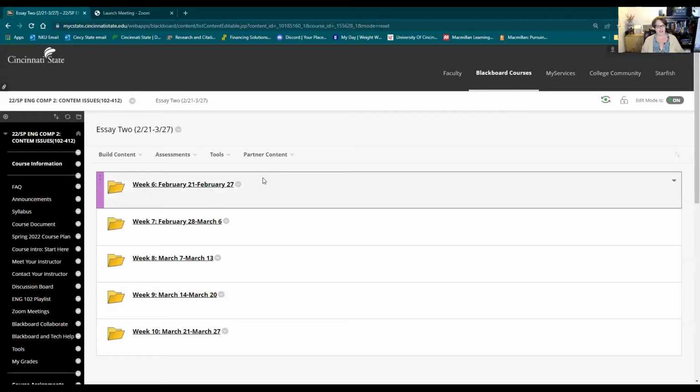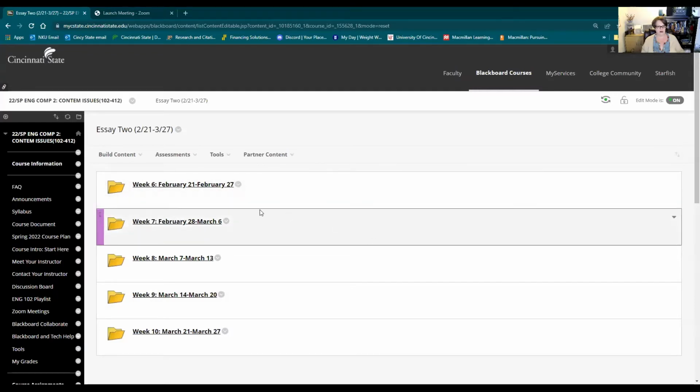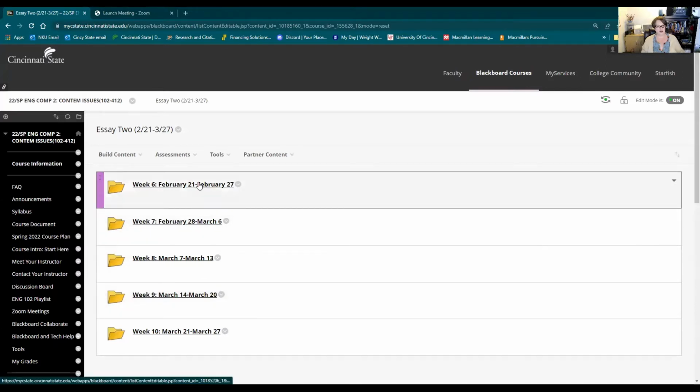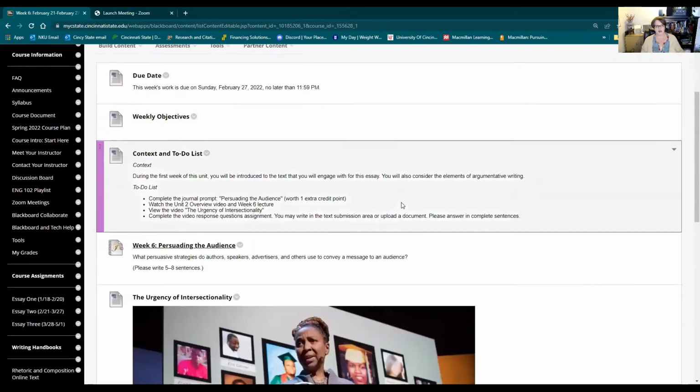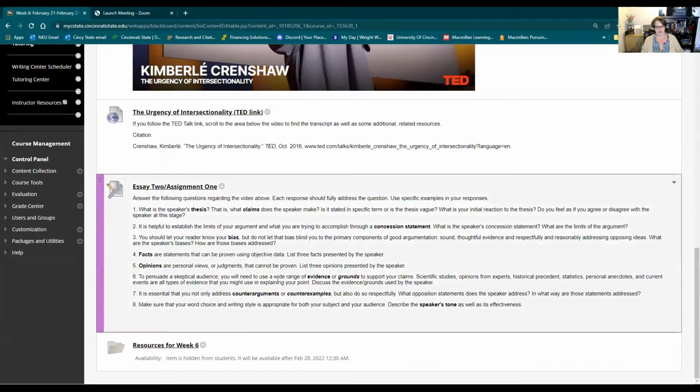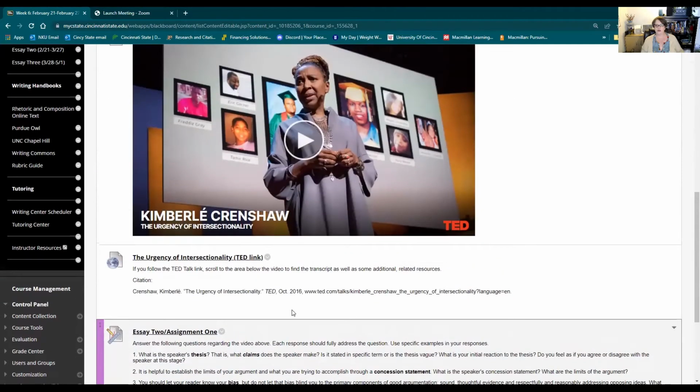So I will share my screen here and we can get started with taking a look at week 6 in general. I will go over all of the weeks in my unit overview, but let's just take a look at this week's work. So the first assignment is due Sunday, February 27th, no later than 11:59 p.m. Since we're starting a new unit, you know that will involve actually doing the response to the video. You will answer these questions just like you did with the first unit. The first assignment is always that response to the video.